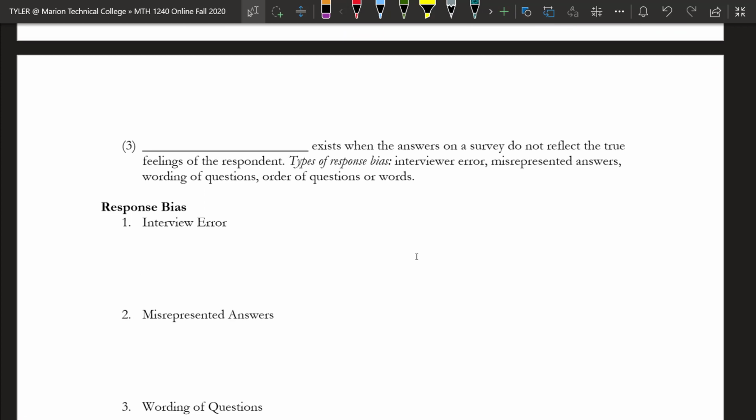So then the third type of bias is response bias, right? So that's here.